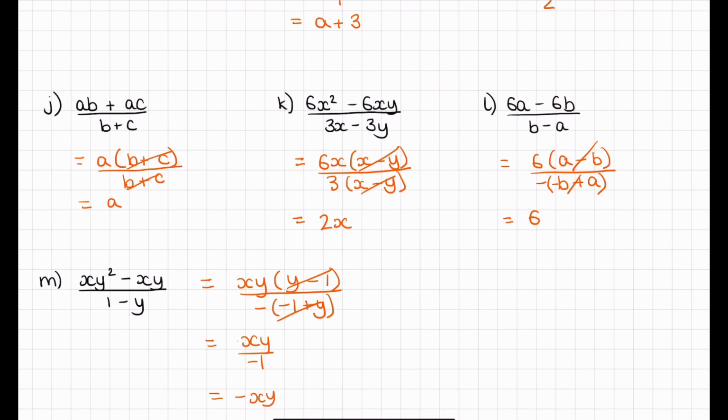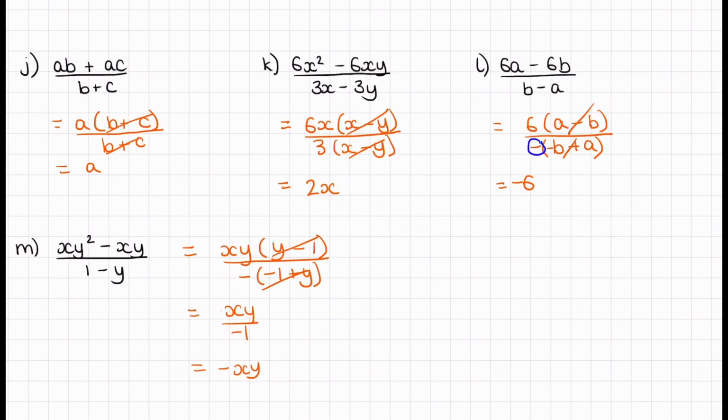Now, I've just realised if we go back to L, I made a mistake here. We've still got this negative on the denominator here, which means this answer is actually negative 6. And that is the end of simplifying fractions.